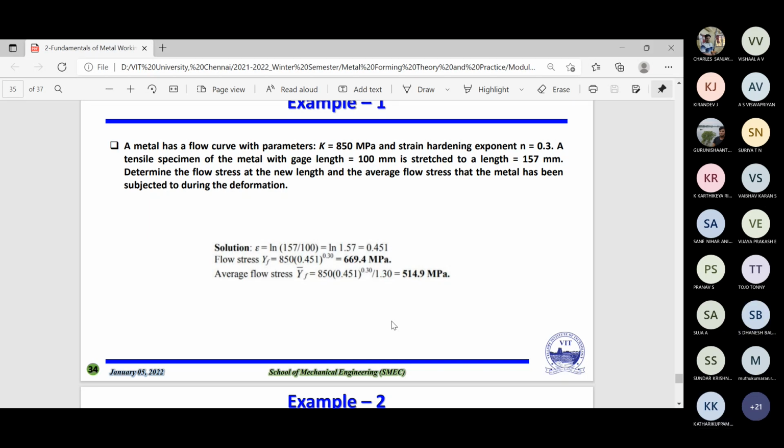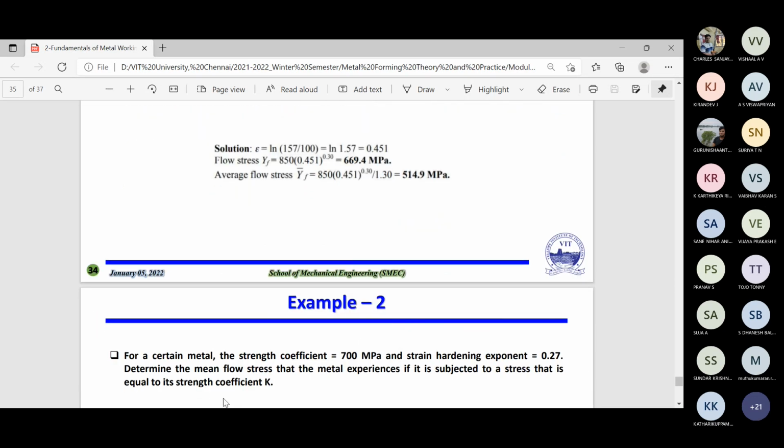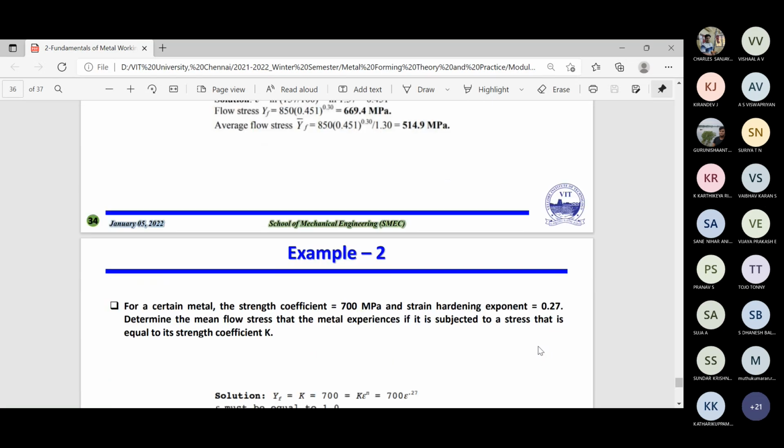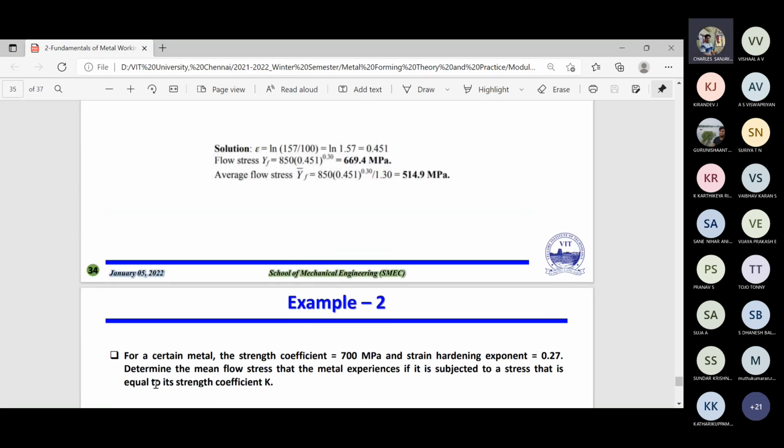Fine. So then one more example, just write here. Can you see the example too? I'm just taking a smaller one, otherwise the answer is there. For a certain metal, the strength coefficient equals 700 megapascal and the strain hardening exponent equals 0.27. Determine the mean flow stress that the metal experiences if it is subjected to a stress equal to its strength coefficient K. Please read the question twice. Then you have to find what is given and what is to be found out.